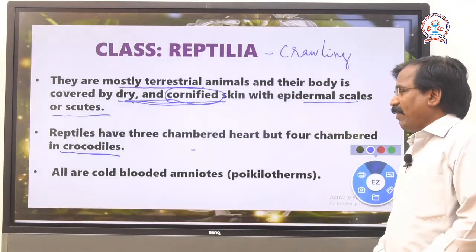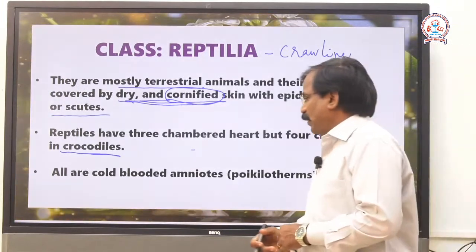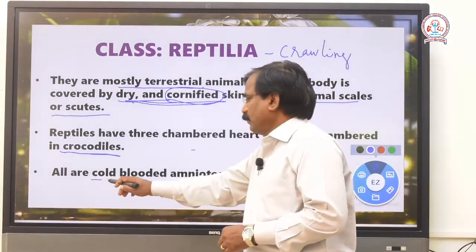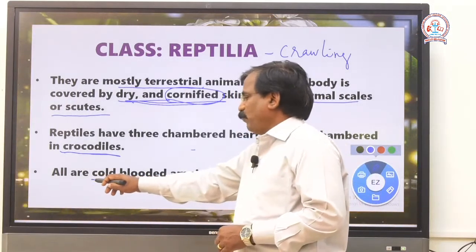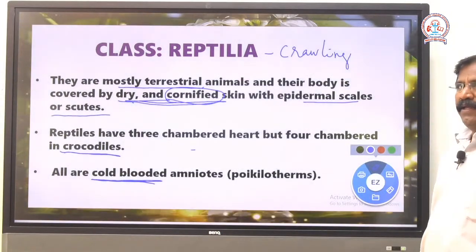4-chambered heart. All are cold-blooded. Cyclothermic. Body temperature fluctuates. No constant body temperature maintained. Amniotes.